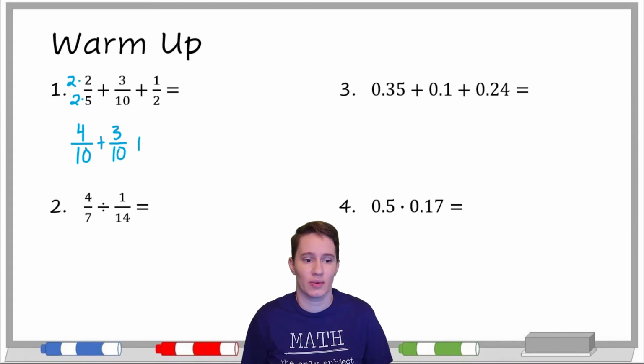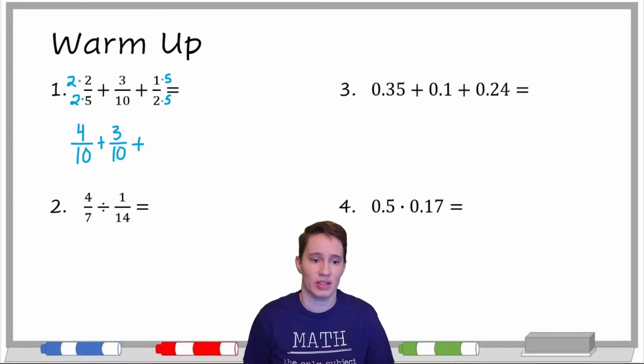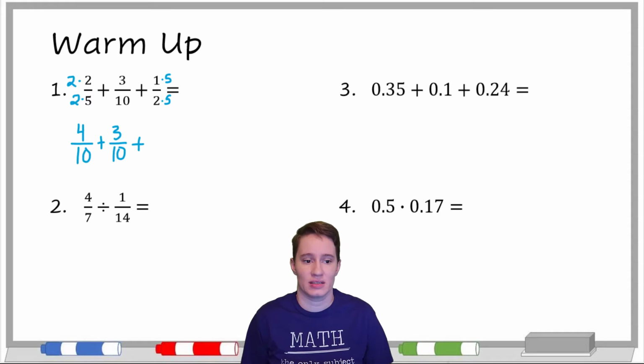And then we think, okay, what do I need to do to a half? I want it to have 10 on bottom, so to do that I need to multiply by 5, because 2 times 5 makes 10. 5 on the top and the bottom, and so that changes it to 5 over 10. Now we're going to add these three numerators together. So 4 plus 3 is 7, and 7 plus 5 is 12. So we get 12 over 10.